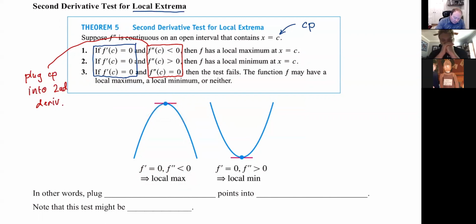In the same way, if you were to take the critical point, plug it into the second derivative, and you got a positive value, you have a local min.